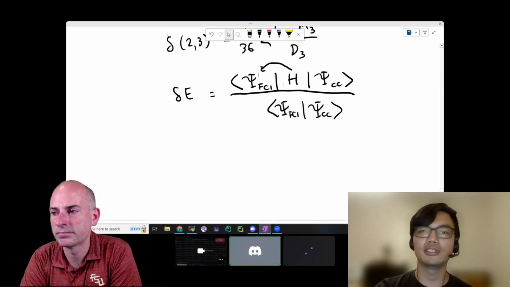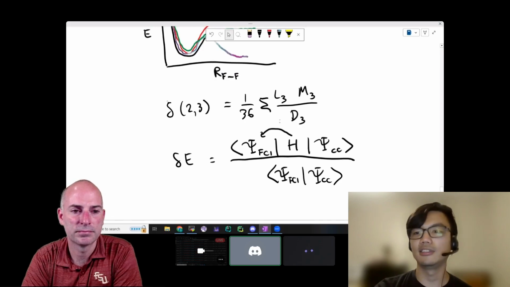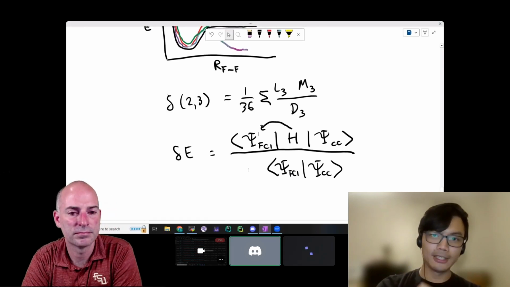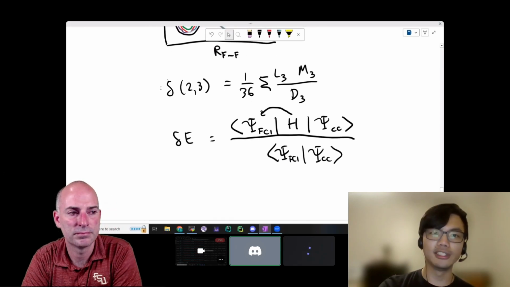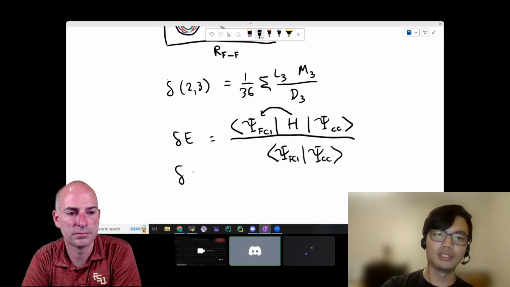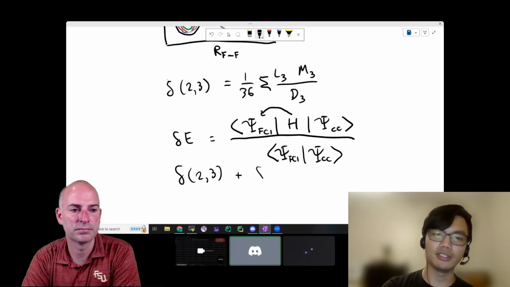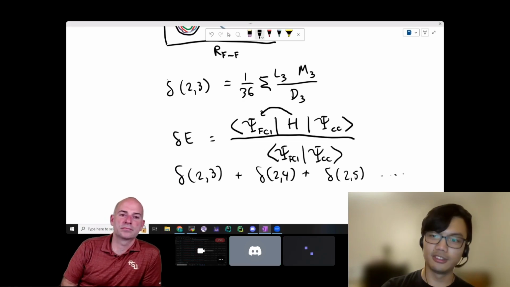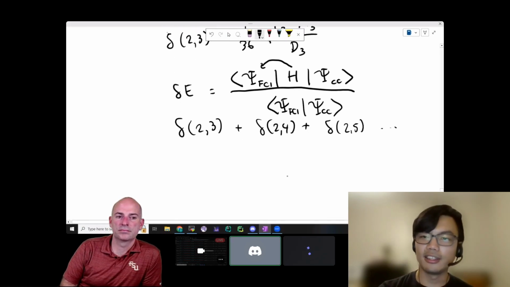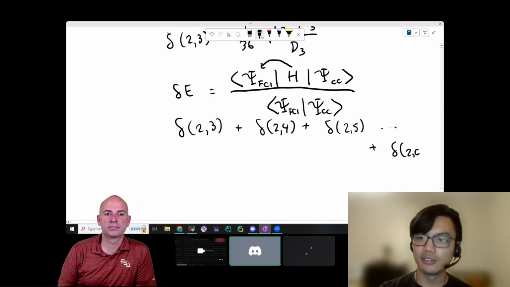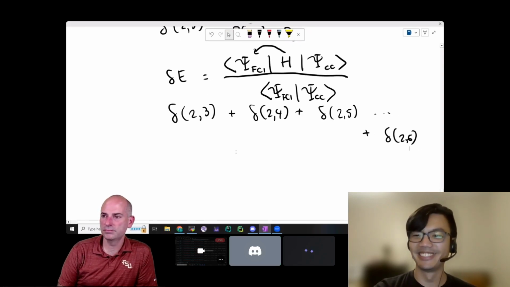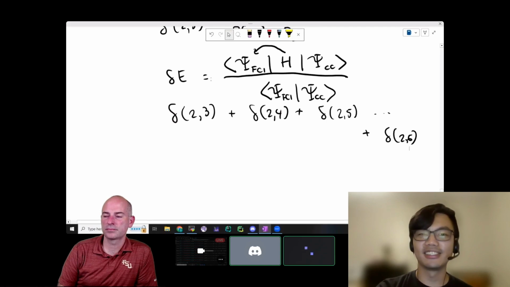parameterize your full CI wave function. In this case, that's how we end up with the L3 component, right? And you can build order by order. You can build all this correction from delta 2,3, and then you can add delta 2,4, plus delta 2,5, and so on, basically. And it actually will stop at delta 2,6, for reasons that it's going to take too long to explain now. But basically this form of the correction also stops naturally.